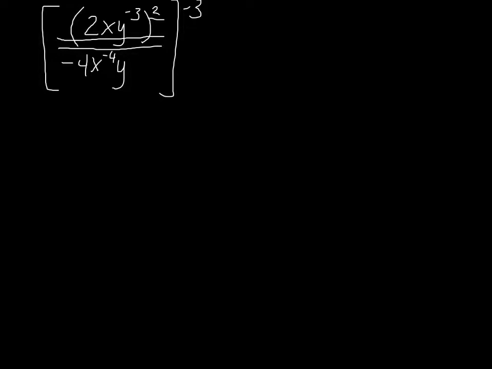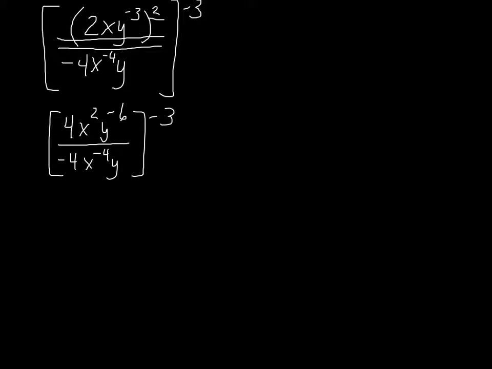So this would become, on the inside there, we would have our bracket. We would have 2 squared, which is 4, x to the 2, and y to the negative 6. Exponent to the exponent we want to multiply, and then the bottom is unchanged. Negative 4, x to the negative 4, and y. And then it's to the negative 3.